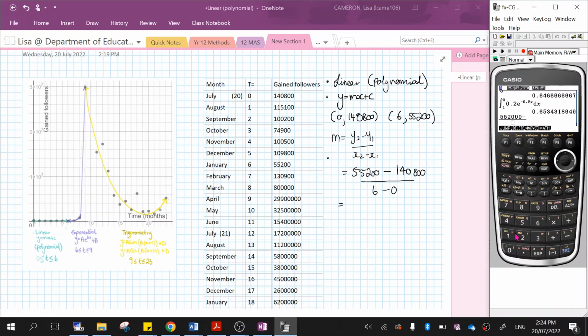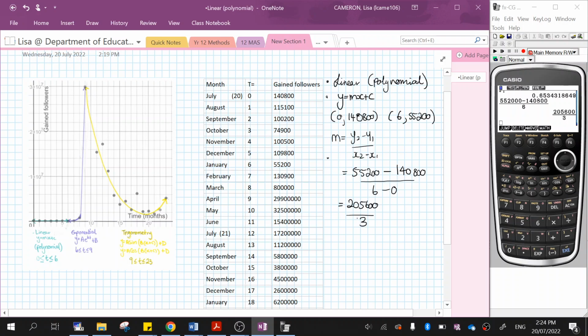55200 minus 140800 all over 6. Execute. So this is what it gives us as an exact. We're going to keep that in exact form: negative 205600 over 3.